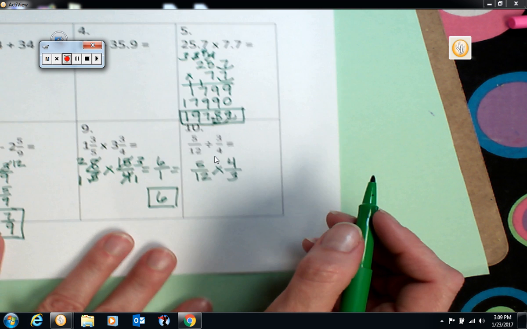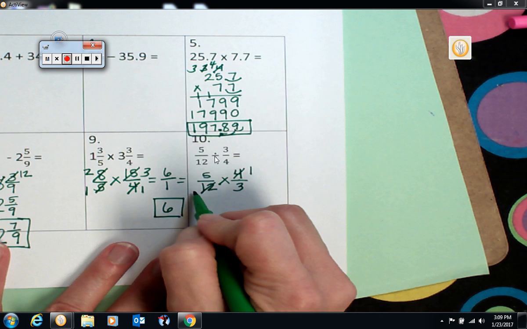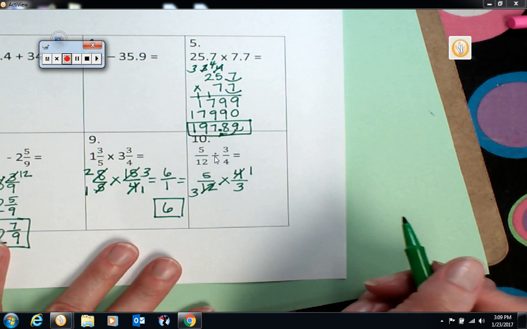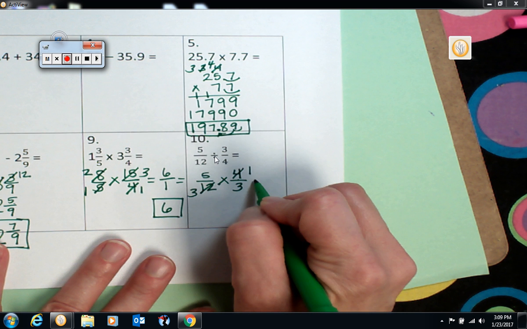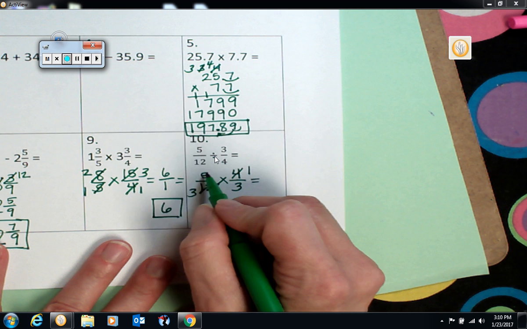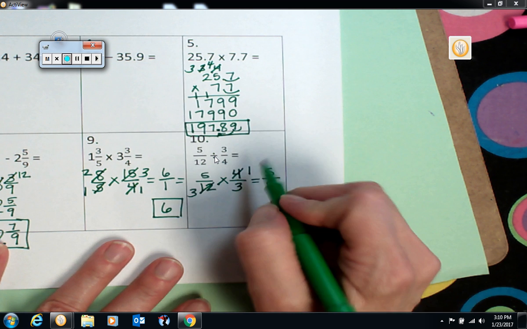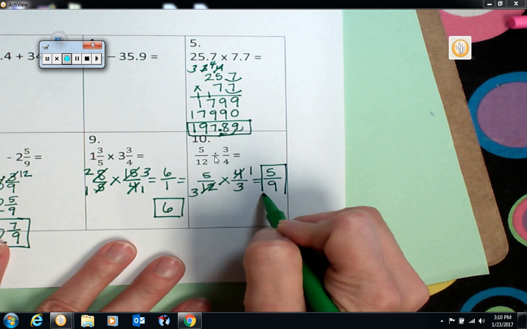Now I'm ready to cross-reduce. So 4 and 12 are both divisible by 4. 5 and 3 don't have any common factors, so I'm going to leave them just like they are. Once I have keep, change, flip, and cross-reduce, then I can multiply straight across. 5 times 1 is 5, and 3 times 3 is 9. 5/9 is in simplest form, so I'm done.